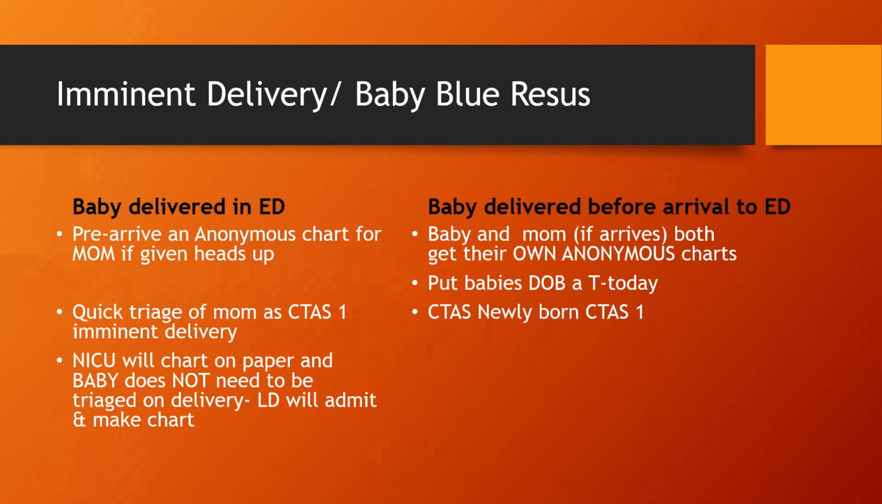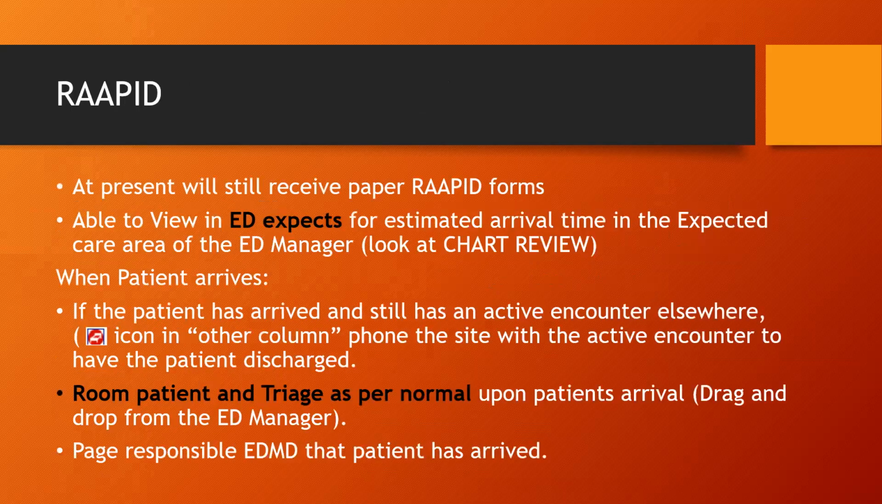Both patients are going to be anonymous, and you are just going to triage baby, arrive baby, just like you would any anonymous patient. Anonymous, an UNC chart will come up. You're going to put the gender in of that baby. And for date of birth or birthday, you're going to put T for today, and that is their birth date. And then you're going to go ahead and register that baby. Okay. And then mom would get a separate chart.